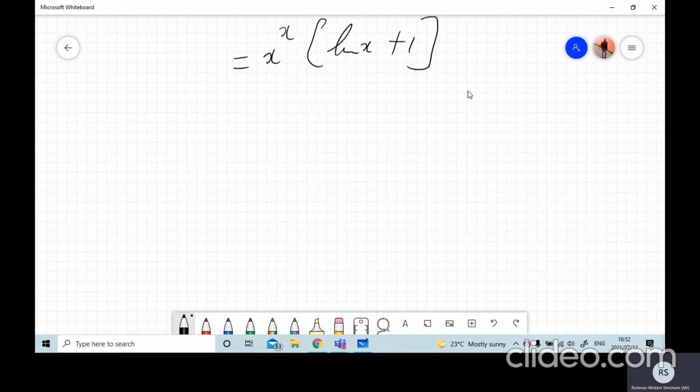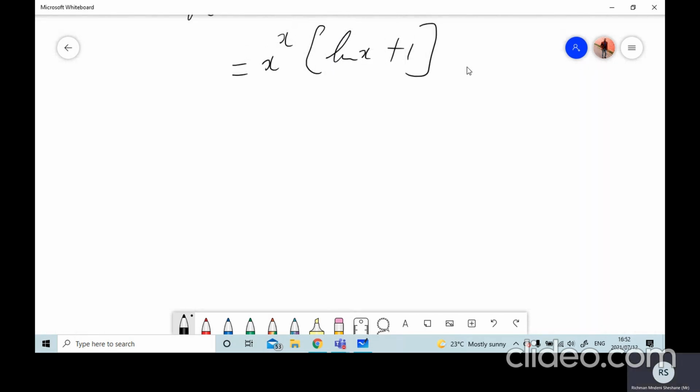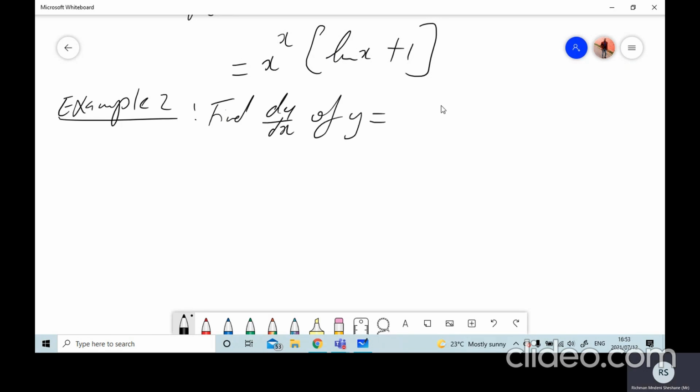Let's look at the second example. Let's say now we want to find dy/dx of y equal to e to the 2x plus 6, times x to the power of tan x. I want to find the derivative of this function. As you can see, I have a function to the power of a function term, and it's alone on the right-hand side.